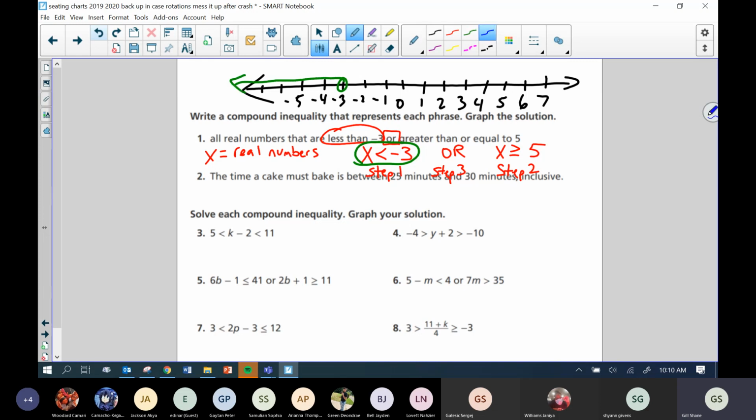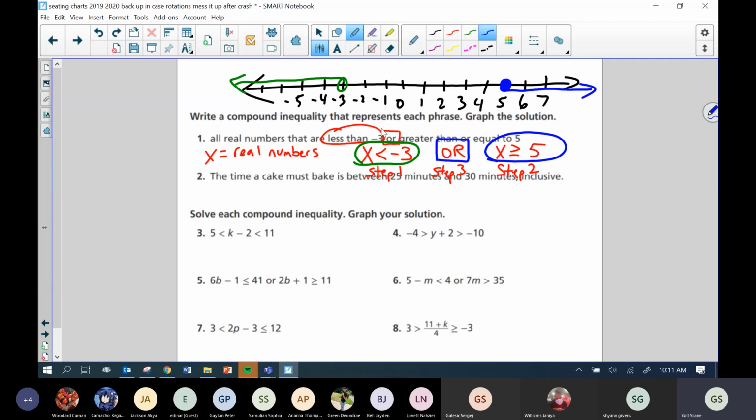So now in a different color, my next one is that. I put a circle on 5. I need to fill in the circle because I have the little equal sign underneath. So I fill in the circle, and then I need to be greater than, so I shade toward the right on the number line. Now, for step 3 of determining my final solution, if I have the word or, that means either of these two solution sets will work as my final answer.